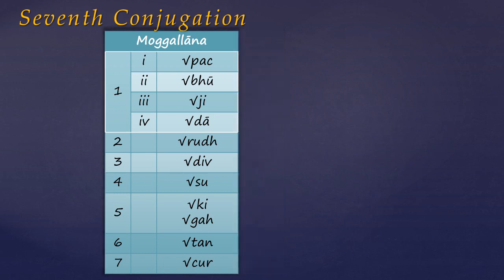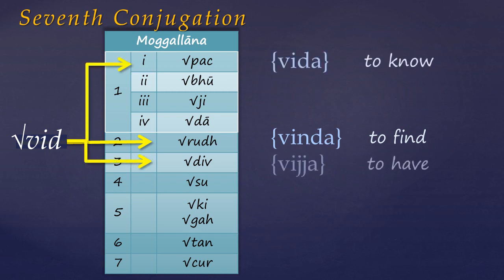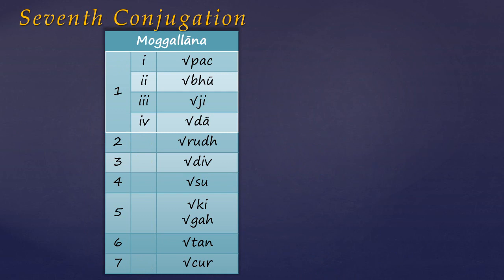It's also important to understand that what we're calling a class here is really just a group of verbs which share a method of forming their present stem from a given root. And some roots form present stems according to several of the methods, and so in effect belong to multiple classes. Okay, well that's a bit of an overview.